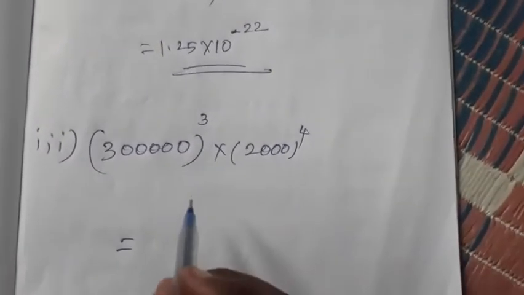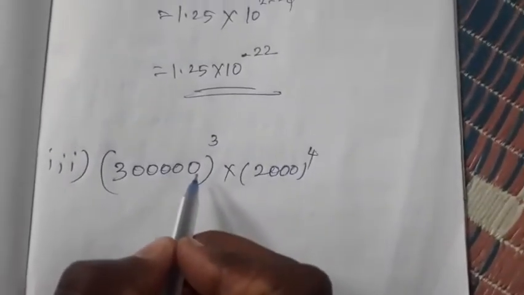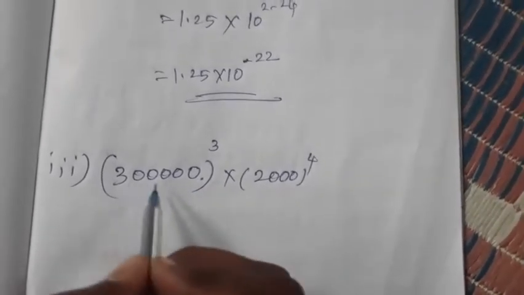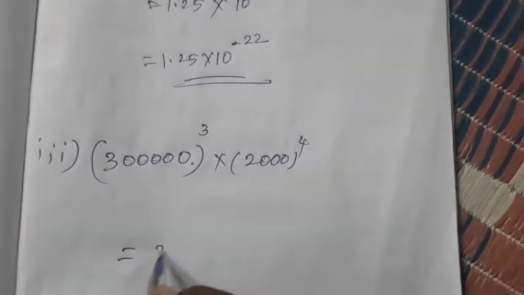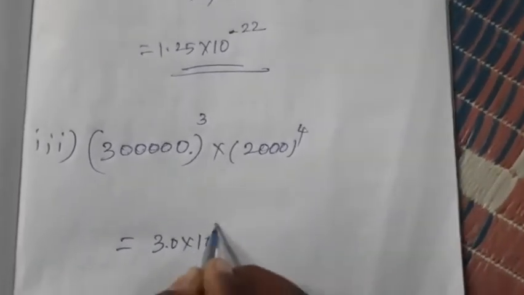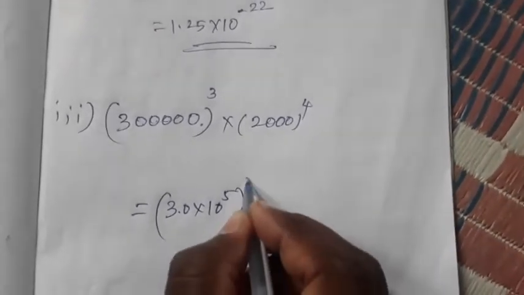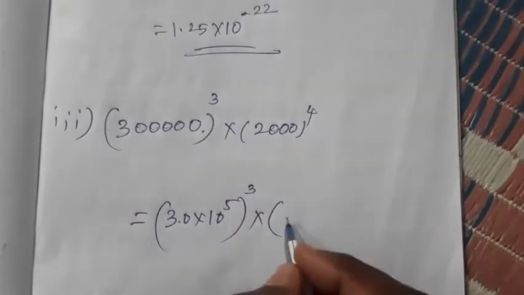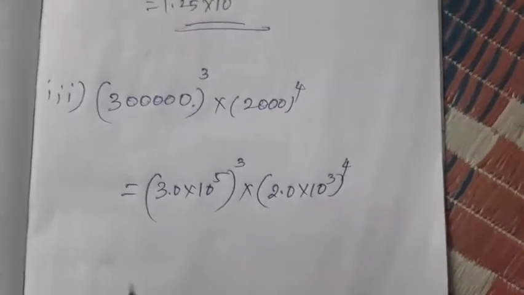So I want to write only one non-zero digit to its left. How many decimals moving? See that here 0 there, here decimals there. How many decimals moving towards left side? 1 2 3 4 5 decimals. Therefore 3.0 into 10 to the power 5 we can write. So 10 to the power 5 whole cube into here see that 1 2 3 decimals. Therefore 2.0 into 10 to the power 3 whole to the power 4.